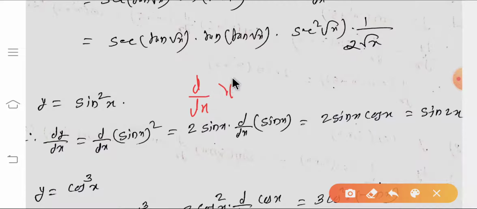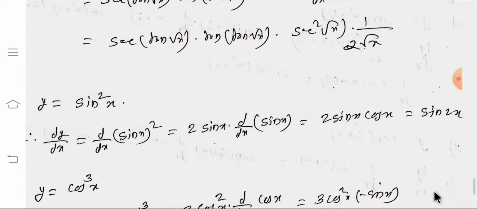By the formula for the derivative of xⁿ, the derivative of x² is 2x. So we consider x equal to sin x, and therefore the derivative of sin² x is 2 sin x into the derivative of sin x, because this is a function of function, and the derivative of sin x is cos x. So 2 sin x cos x is nothing but sin 2x, hence the solution.